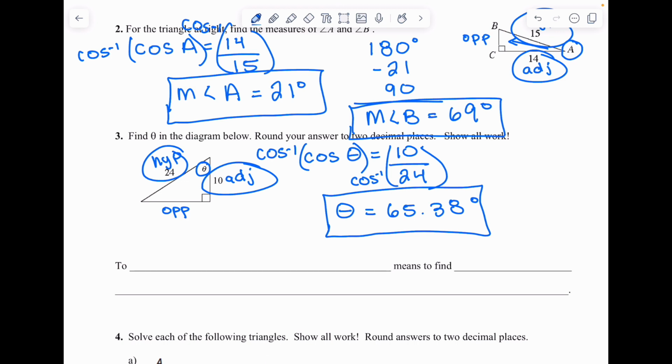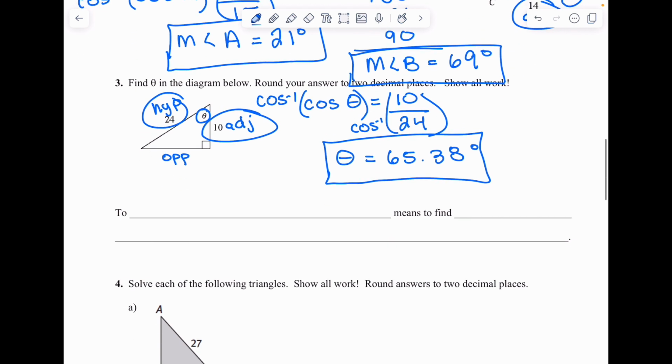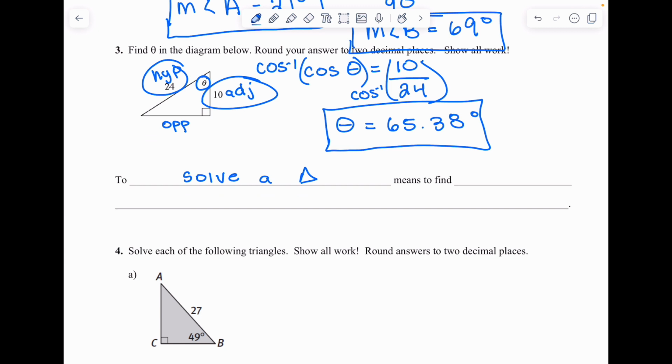The last thing we're going to talk about in this video is what it means to solve a triangle. Now that we have techniques to find both missing sides and missing angles of right triangles, we can solve triangles, which means to find all the missing sides and angles.